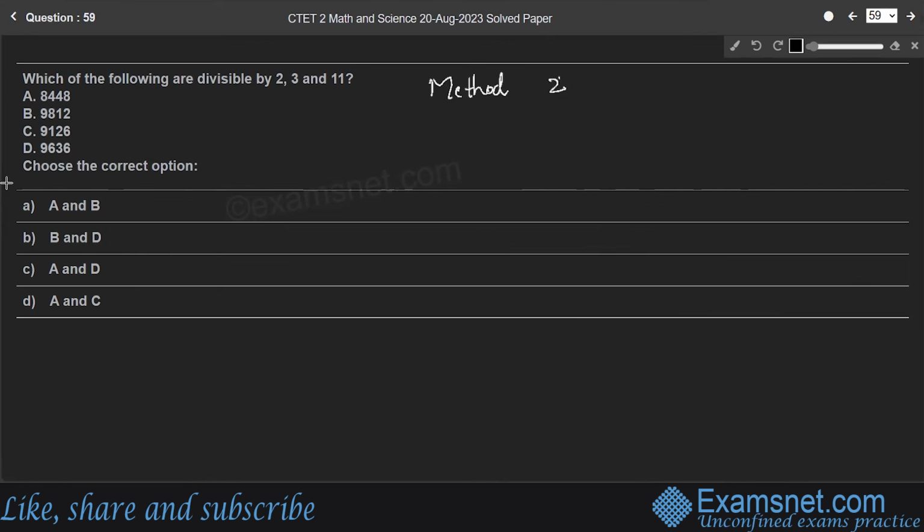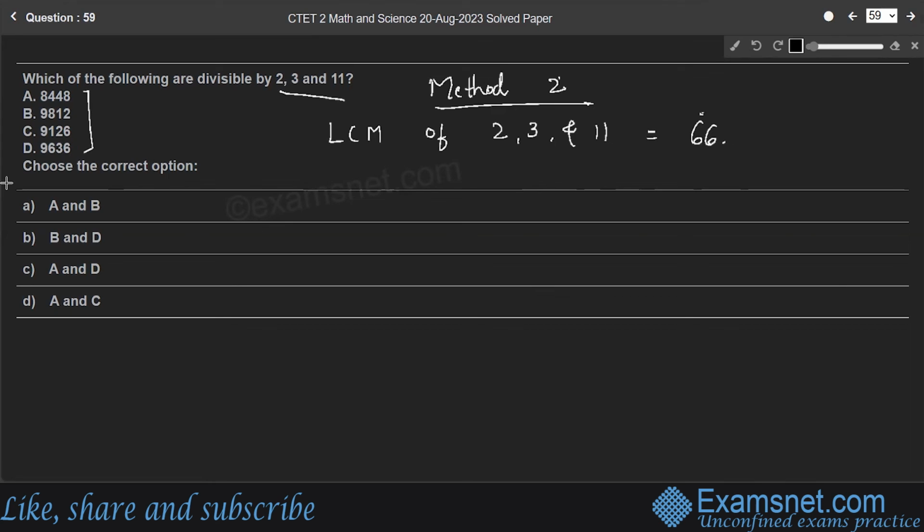Method 2. In this method, we are taking the LCM of the given numbers. That means the LCM of 2, 3 and 11. The lowest common multiple of 2, 3 and 11 is 66. 11 into 6 is 66, 3 into 22 and 2 into 33 is 66. Right? So, if the given numbers are divisible by 66, then only the numbers are divisible by 2, 3 and 11.